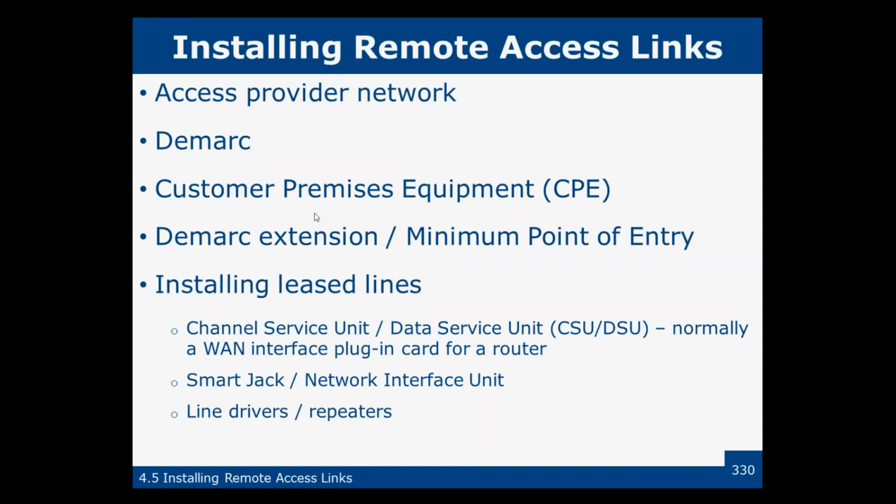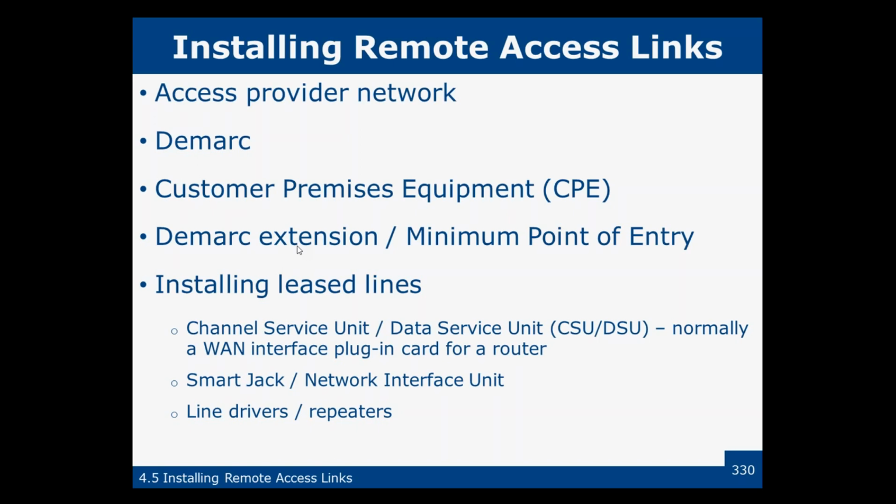It talks about installing the remote access links. We've used the term access provider network. We use the term DMARC several times. Demarcation is where the data comes into your premises, and inside of it we have customer premises equipment. A DMARC extension is needed if the DMARC is at an inconvenient place to connect to your network; it can be extended, and it's called a minimum point of entry, and a DMARC extension allows that to happen.